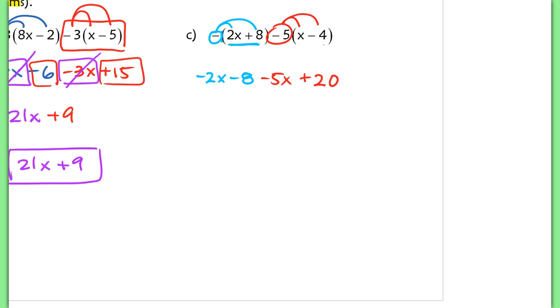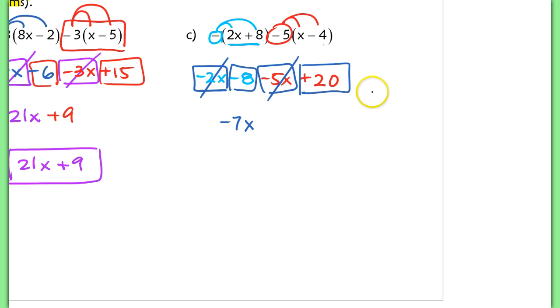Now I'm going to combine like terms. The two terms that I combine here are negative 2x and negative 5x, because both of those have the same variable. So I just take that right in my calculator, negative 2 minus 5, and I end up with negative 7, so I attach the x to that. The next two terms here, I have negative 8 and positive 20. If I combine those two terms, in my calculator I just type in negative 8 plus 20, and I get positive 12. I write that as plus 12.